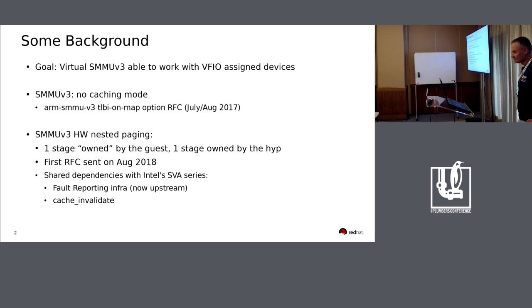Just a little bit of background. What we want to achieve is to be able to run a virtual SMMUv3, typically in QEMU, and make it able to work with VFIO assigned devices. Unfortunately, the way we can achieve this cannot be the way implemented on Intel, because on Intel they have a so-called caching mode, and if the QEMU Intel IOMMU device exposes that bit, the driver on the guest is imposed to send TLB invalidation on map, and this allows the virtualizer to trap everything. And using that trick, it was pretty easy to integrate with VFIO.